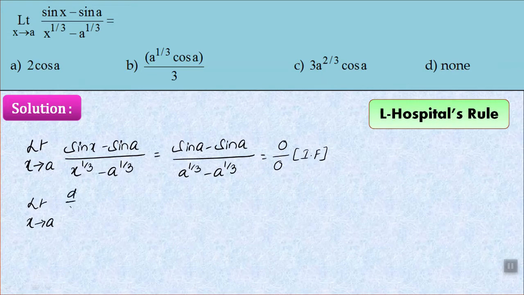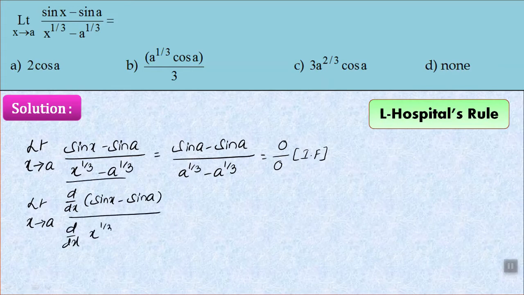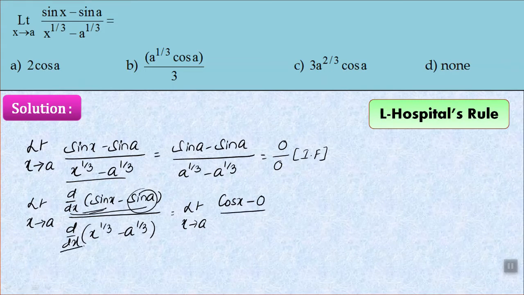By using L'Hospital's rule for solving this, limit x tends to a, here in the numerator and denominator differentiating with respect to x, that is d by dx of sin x minus sin a divided by d by dx of x power 1 by 3 minus a power 1 by 3 is equals to limit x tends to a, d by dx of sin x is cos x minus d by dx of sin a is constant, so 0, divided by d by dx of x power 1 by 3, that is 1 by 3 into x power 1 by 3 minus 1 minus d by dx of a power 1 by 3 is constant, so 0.